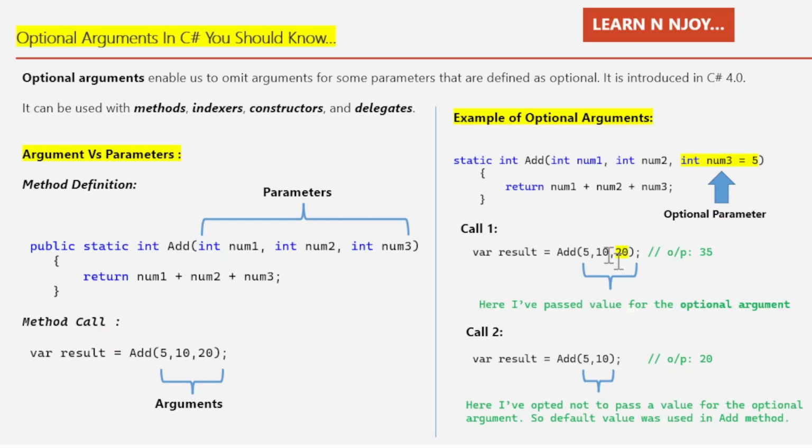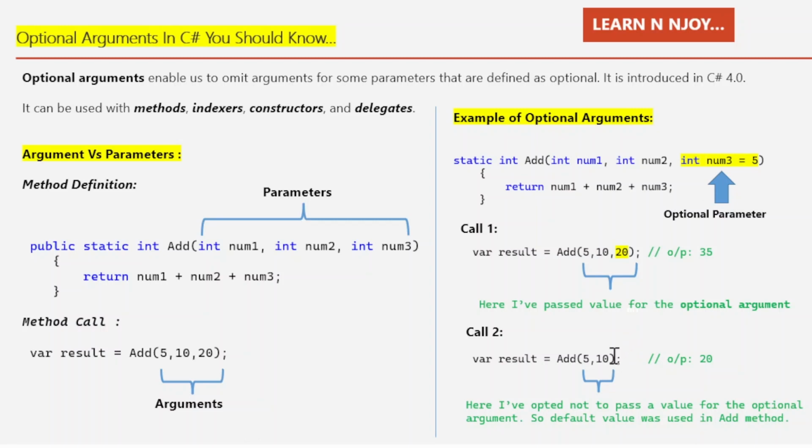The addition operation returns 35 as the result, which I am depicting here as the output, 35. Now in call number 2, I have written var result = add(5, 10). I have passed just two arguments here. If you are not passing the third one, which is the optional argument, then num3 = 5, so the value 5 is going to be considered as the default value for num3 because we have not passed anything here.